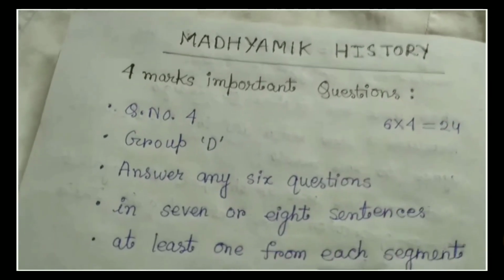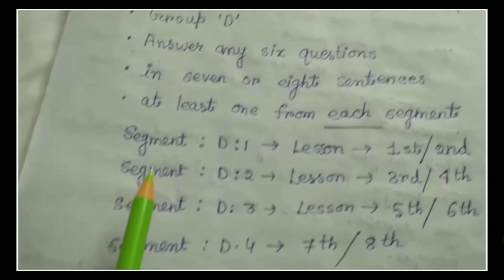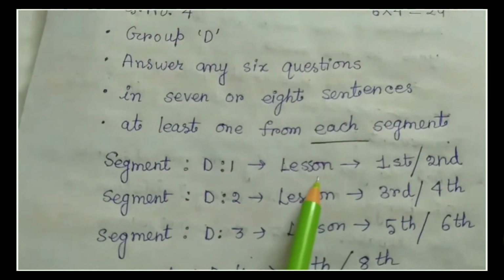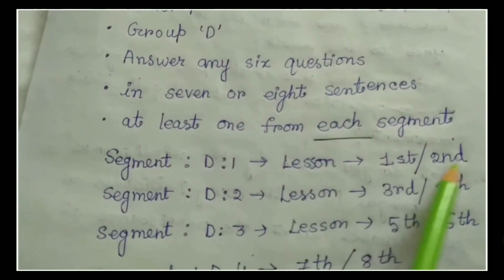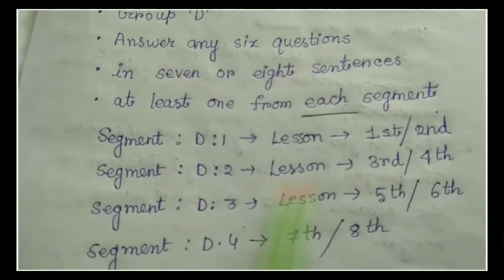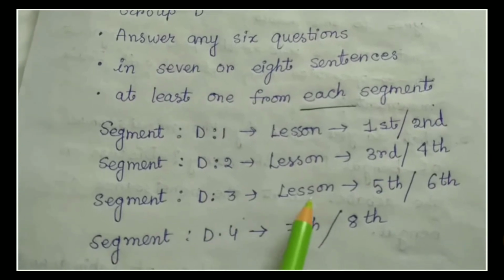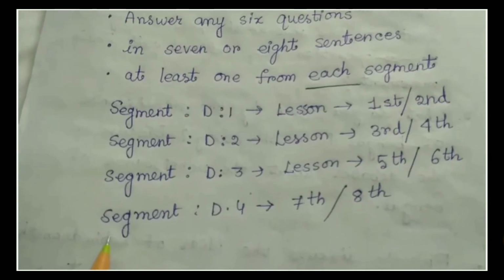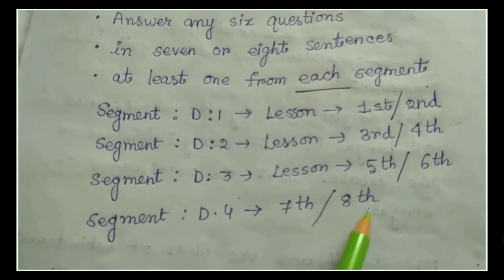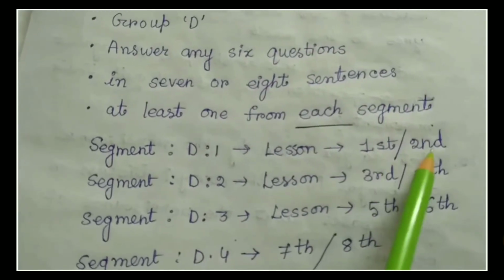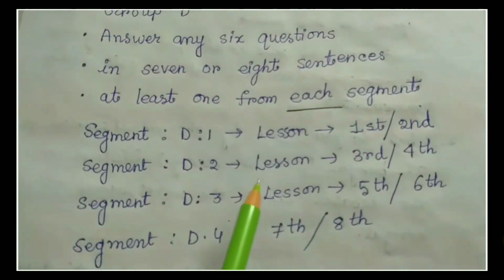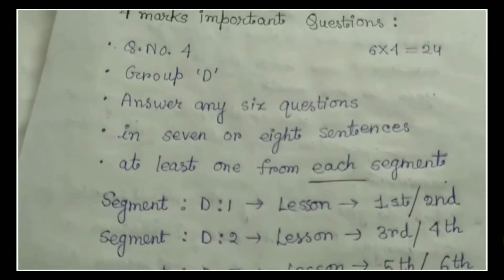Okay. Now I will tell you about the segments. Segment D1, questions come from lessons first and second. Segment D2 from lessons third and fourth. Segment D3 from lessons fifth and sixth. And Segment D4 questions come from the 7th and 8th chapters. And there will be an 'or' between these. Okay. So I hope you can understand about your question.